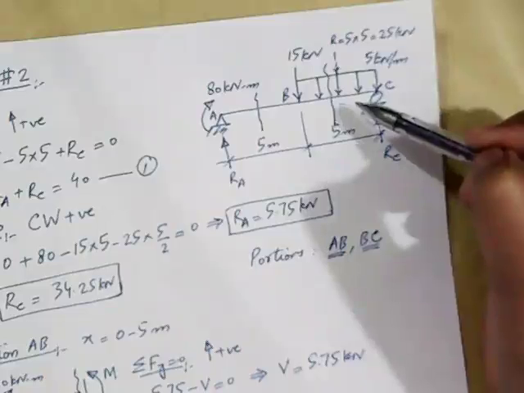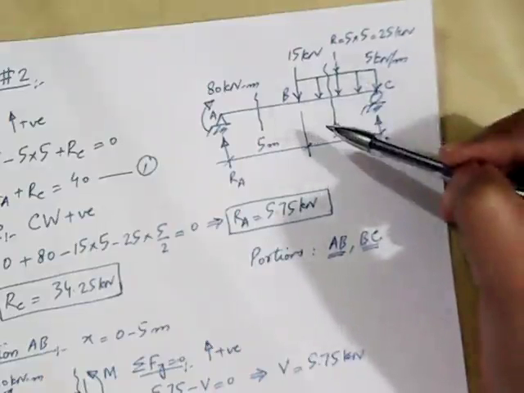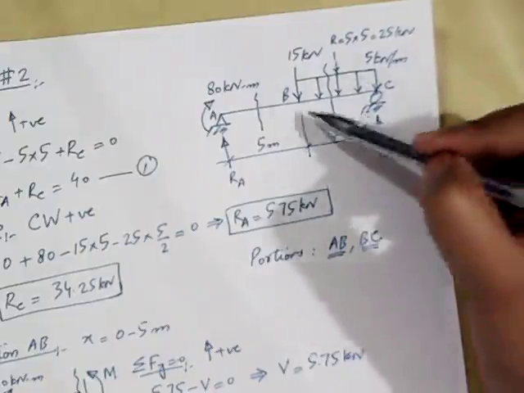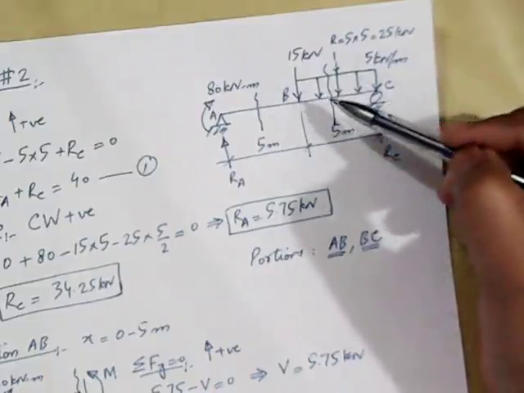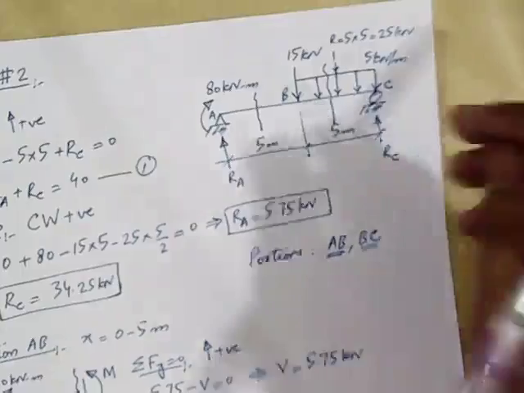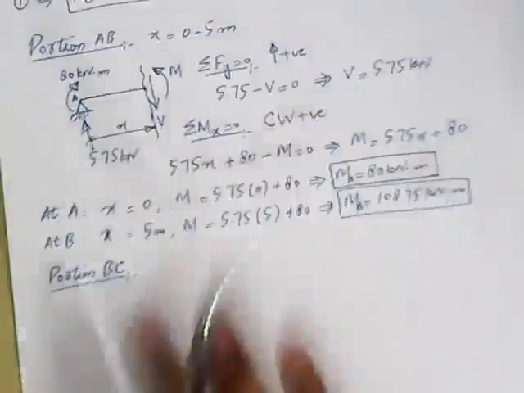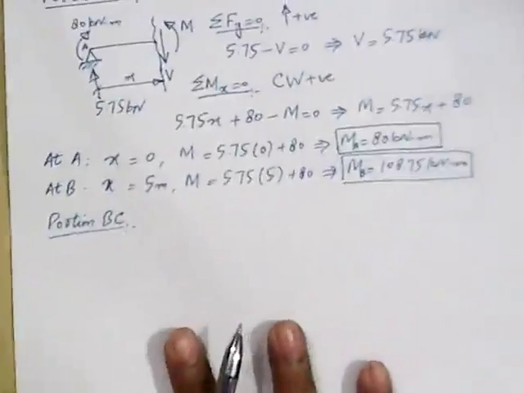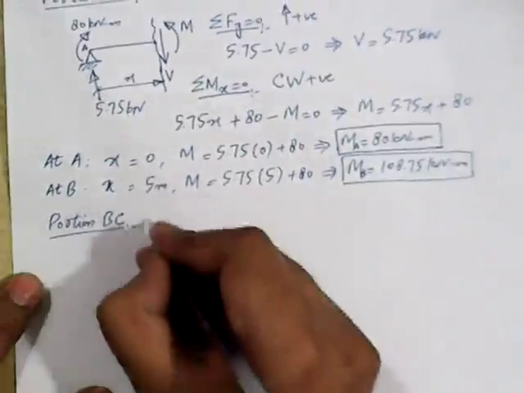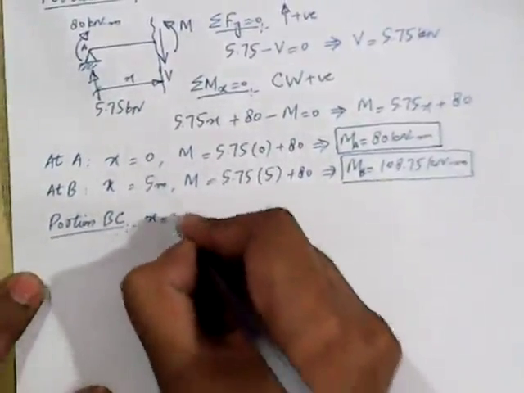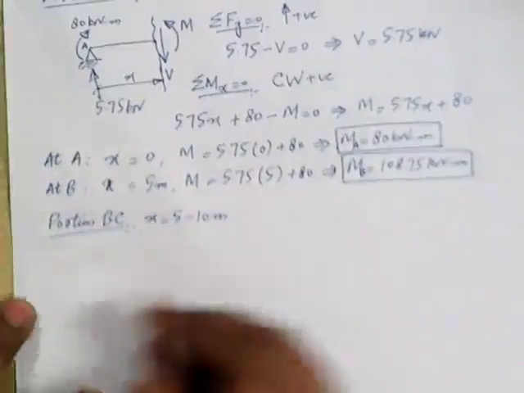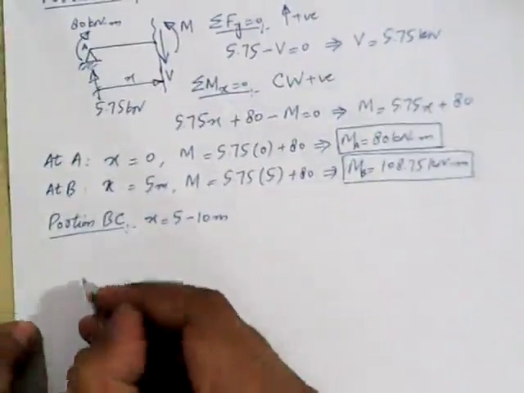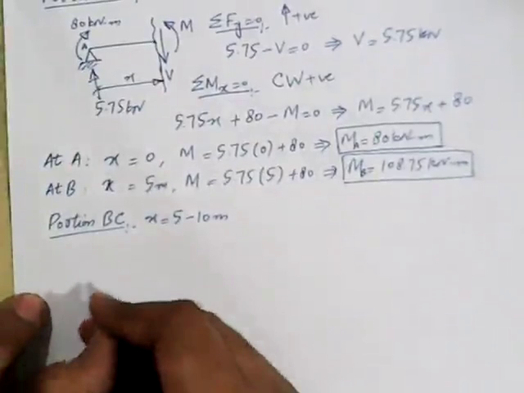It does not matter. When we will be calculating the bending moment for portion BC, we will consider whatever part of the UDL is present on the left side of the section. Okay, let's see how. The value of x for portion BC will vary from 5 to 10 meters. And let's draw the free body diagram for portion BC.